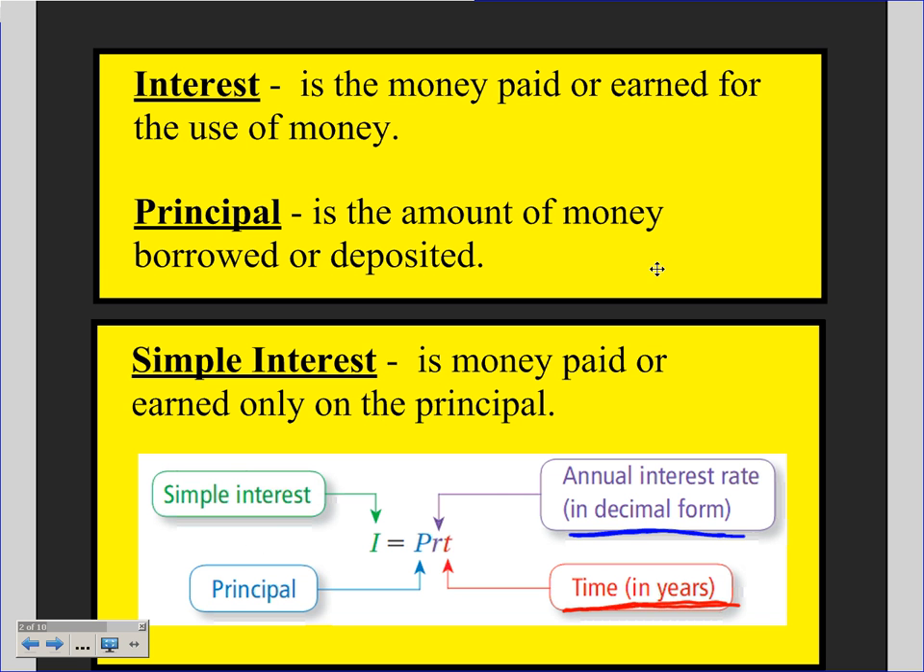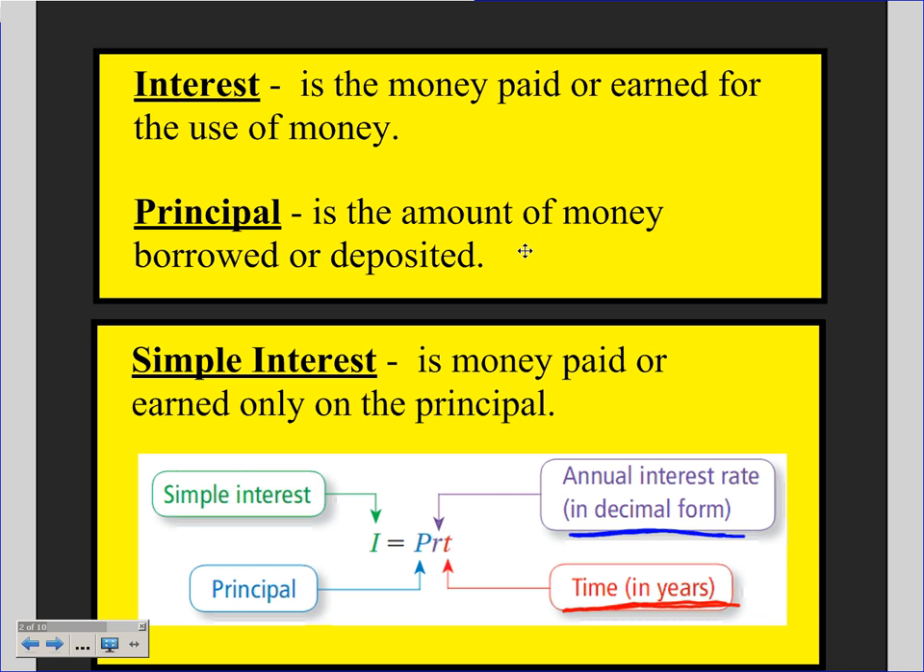First thing we're going to do is put some notes in our yellow pages. The first word is going to be interest. Interest is the money paid or earned for the use of money. If you put money into a savings account, the bank will pay you interest for keeping it there.